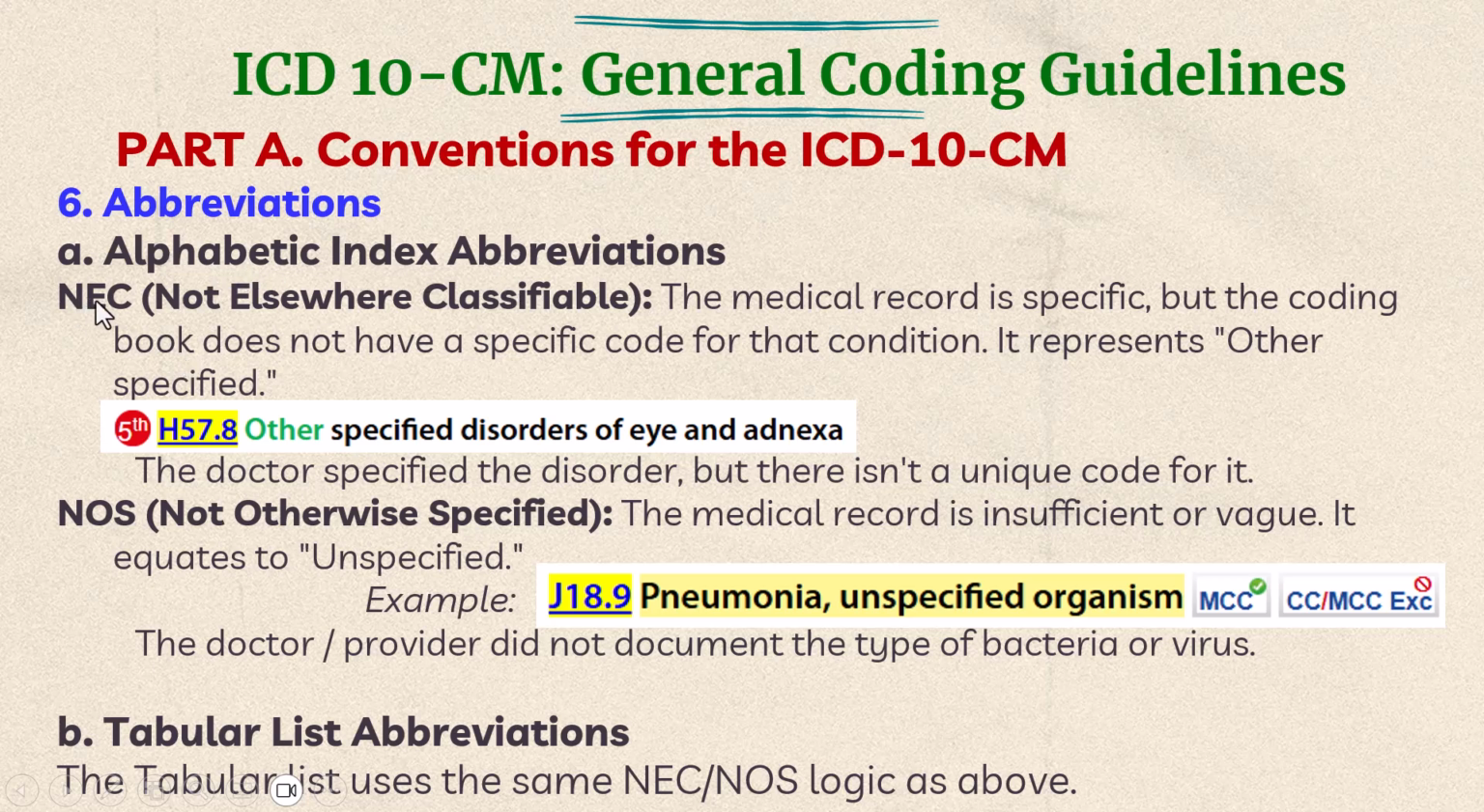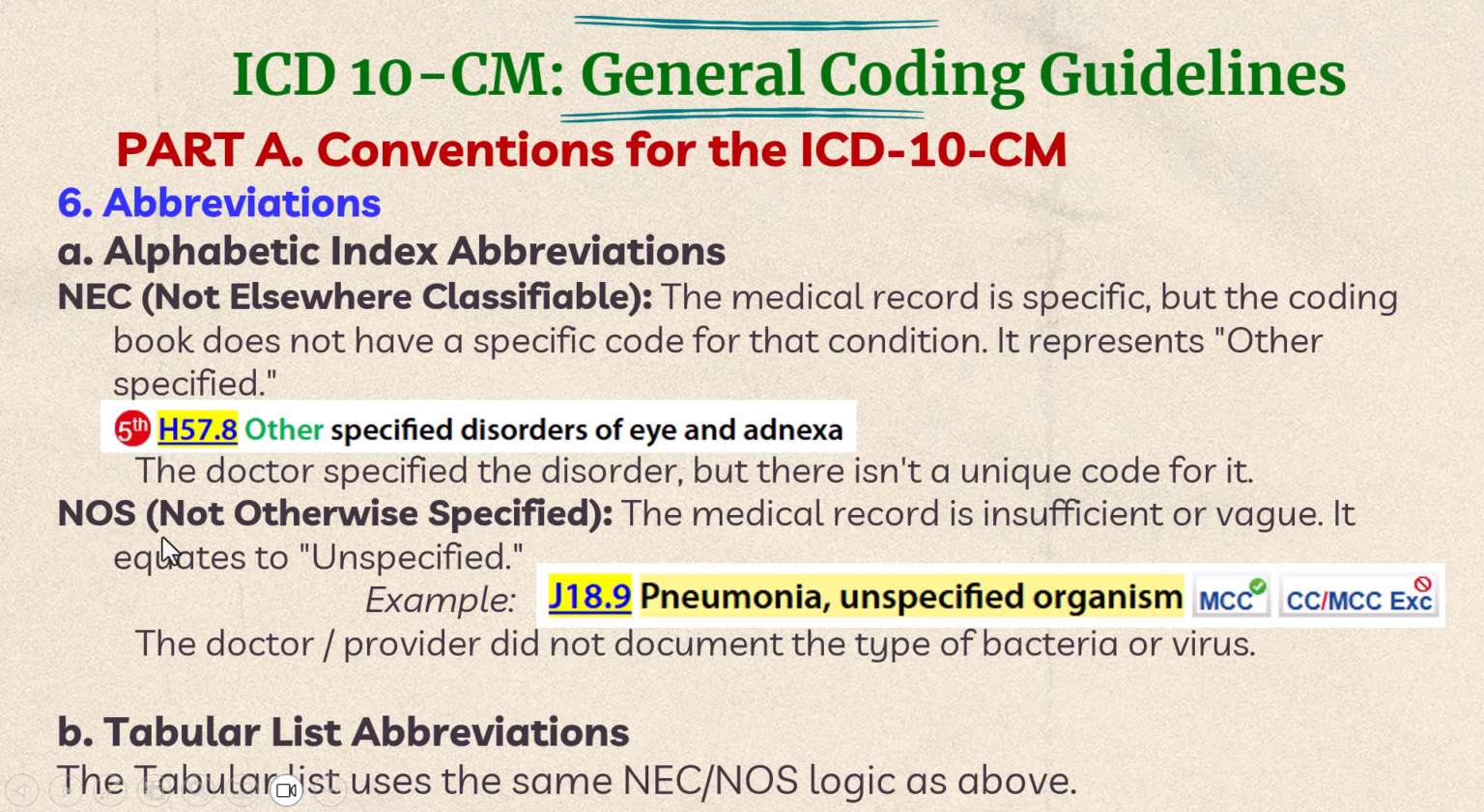First one is NEC. NEC means not elsewhere classifiable. The medical record is specific, but the coding book does not have a specific code for the condition. It represents other specified. For example, H57.8 is other specified disorders of eye and adnexa. So the doctor or the provider specified the disorder, but there isn't a unique code for it. So that says not elsewhere classifiable.